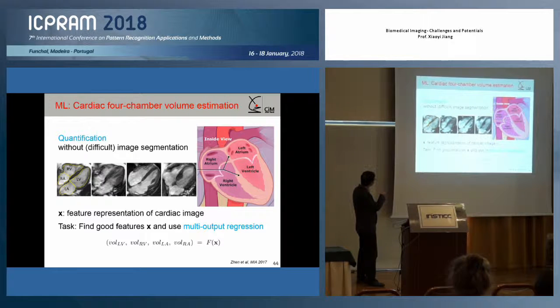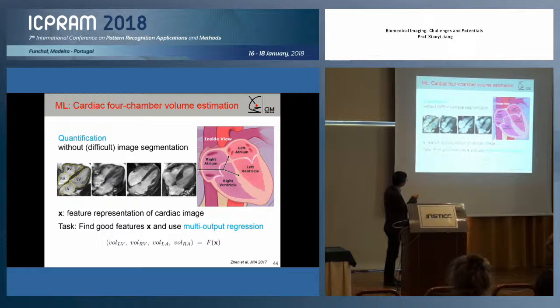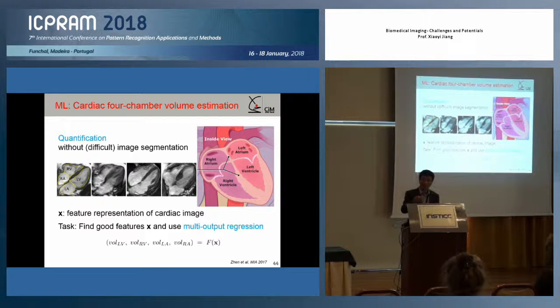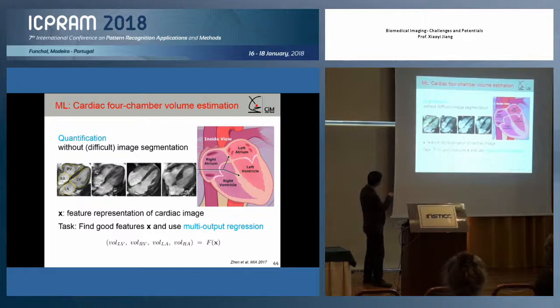The physicians want to find the volume of the four parts of a heart. The heart is divided into four parts: left atrium, right atrium, and left and right ventricle. This is a quantification. Quantification is typically done by segmentation. If you have segmented well, afterwards you have the volume. But the segmentation is extremely difficult here. Look at such images. How to separate the four parts?